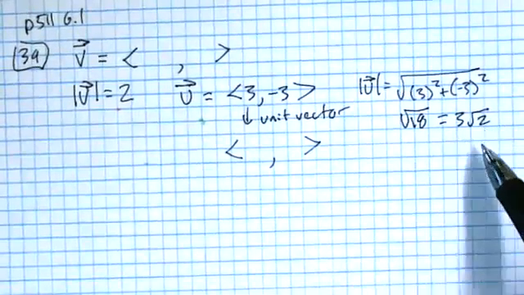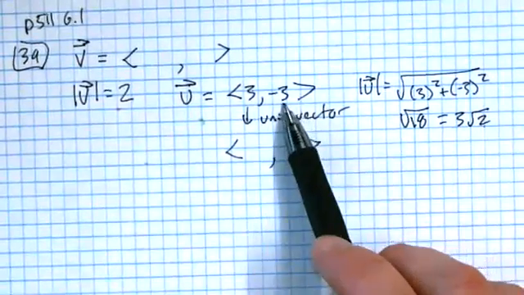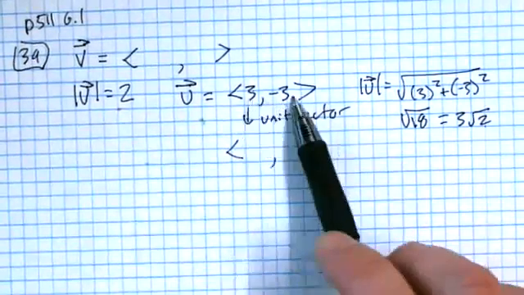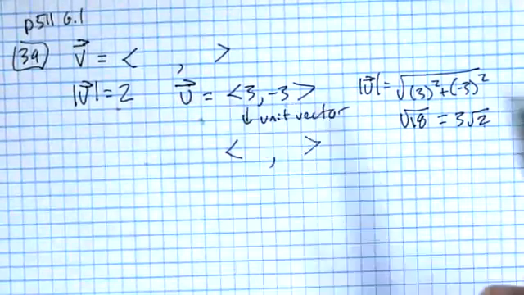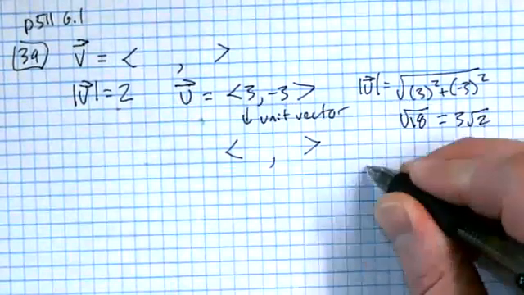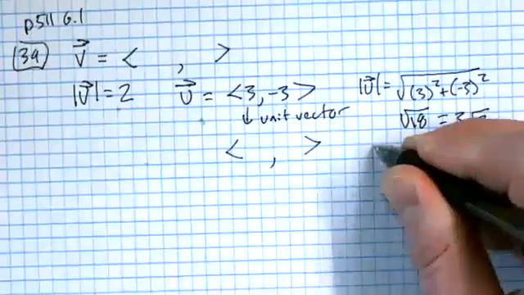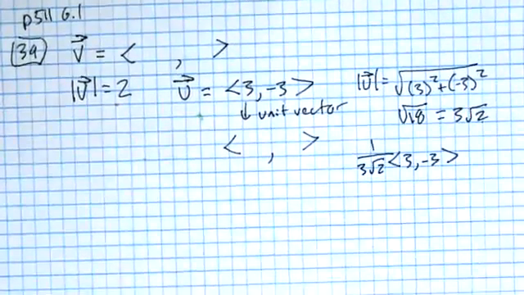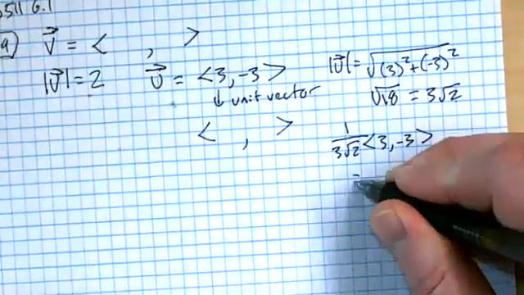Okay, why did I bother finding that? Because that's how long this vector is. I want to shorten this down so it's only a length of 1. So if I divide it by how long it is, then this would end up with a length of 1, a magnitude of 1. Okay, so I'm going to take the vector that they gave us, the 3, -3, and I'll multiply it by 1 over 3 root 2. And that'll shrink it down so that it's a unit vector.